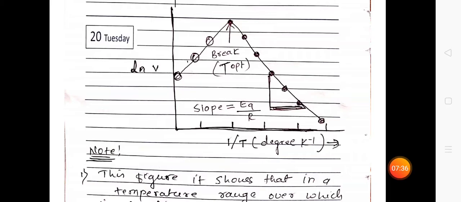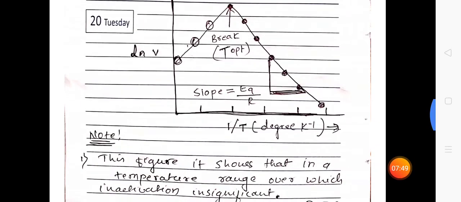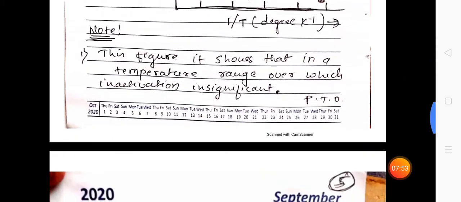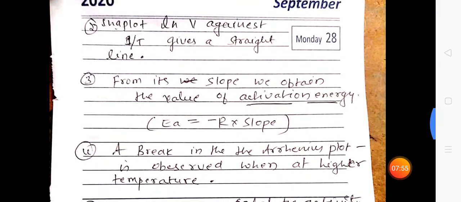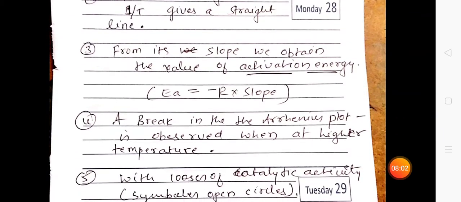So when you plot the graph using the Arrhenius plot, you can take the slope, which is equal to the activation energy; in this way you can determine the activation energy of any enzyme. That is, slope is equal to EA divided by R. And you can see this picture again. In this plot, logarithmic v against 1 by T gives a straight line. From its slope we obtain the value of the activation energy, that is, EA is equal to minus R into slope.